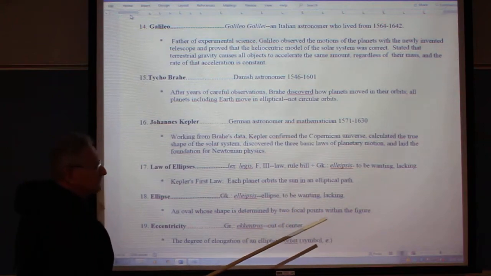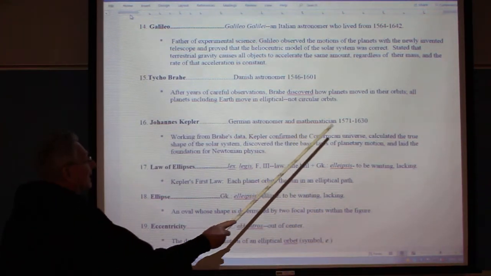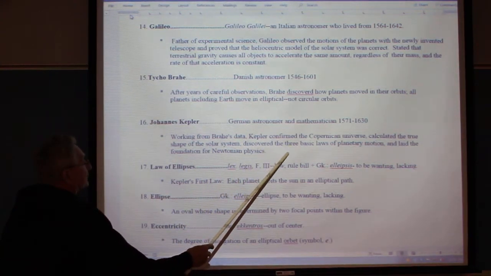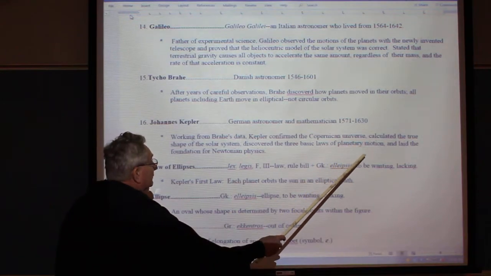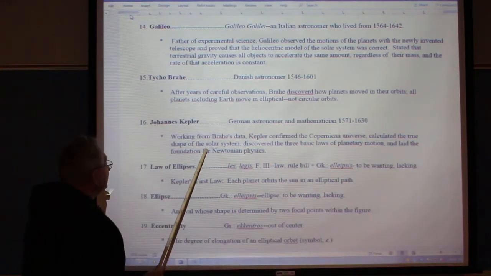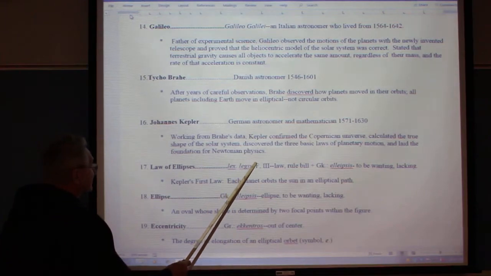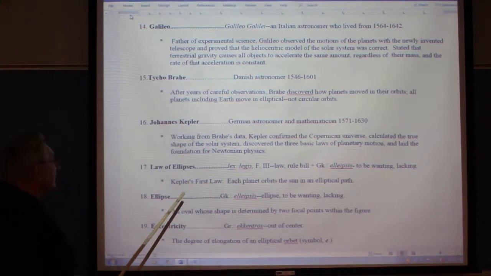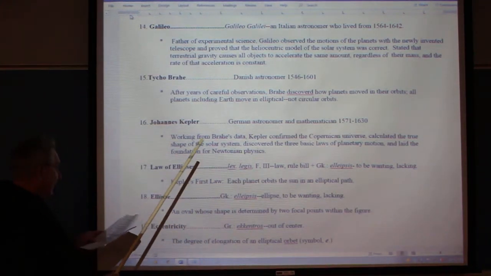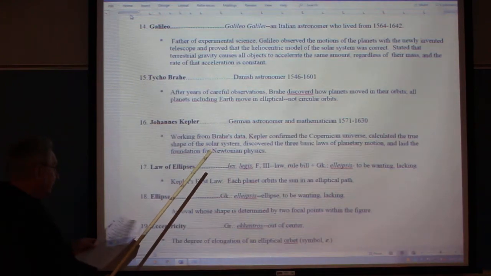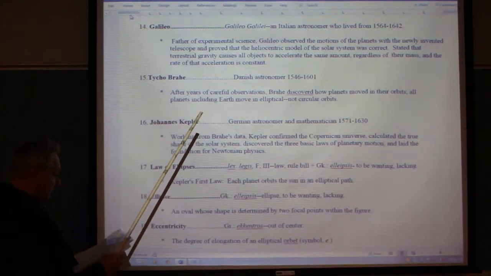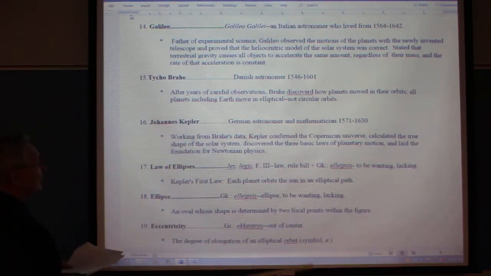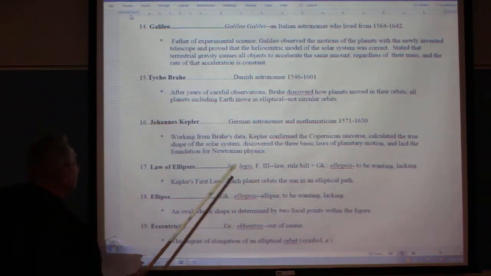Remember, at that time they thought everything was our universe. Kepler calculated the true shape of the solar system, discovered the three basic laws of planetary motion, and laid the foundations for Newtonian physics. Boy, Kepler to Isaac Newton. But let's talk about these laws of ellipses. In my notes way back in chapter 5, in a footnote, I talked about these different laws. So if you want to go back to chapter 5, you can find it.